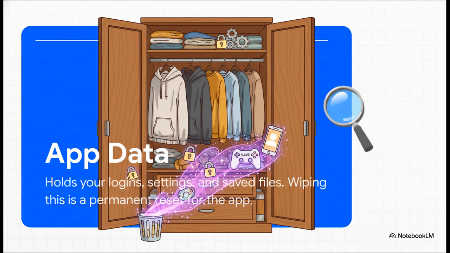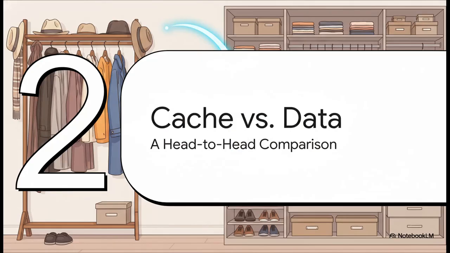But then you've got app data. Now, if the cache is the coat rack by the door, the app's data is the entire walk-in closet in the master bedroom. This is where everything important is kept. We're talking your logins, your passwords, your personalized settings, that high score in your favorite game, everything that makes the app yours. Wiping this is not cleaning up, it's throwing out the whole closet and setting it on fire. All right, so the temporary coat rack versus the permanent closet. Let's put them side by side so you can really see the difference.